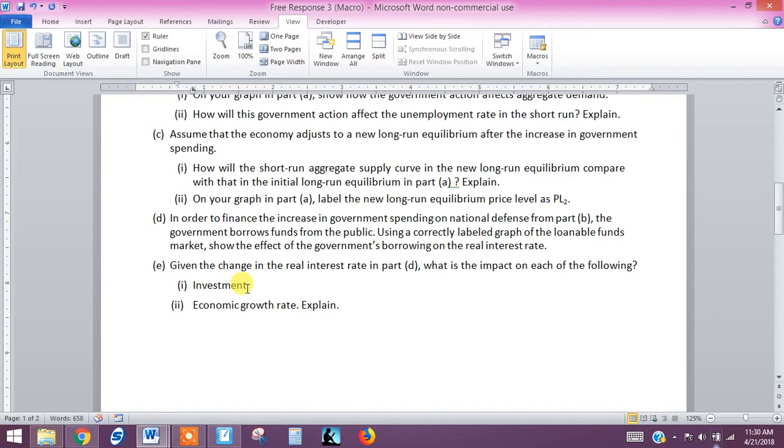So the investment would decrease, and you want to make sure you explain that it would decrease as a result of the higher real interest rate, right? And that would slow down or reduce the rate of economic growth, because I is a very important component of GDP.